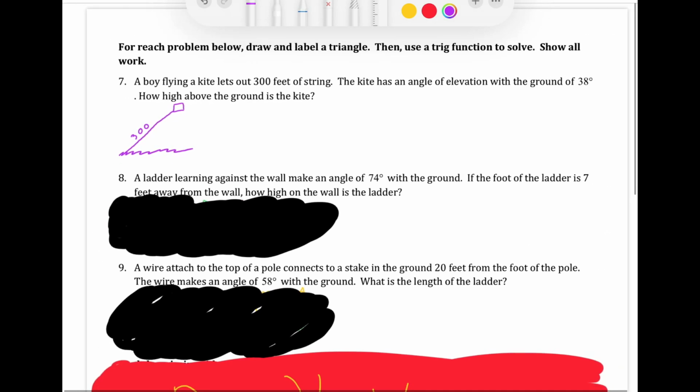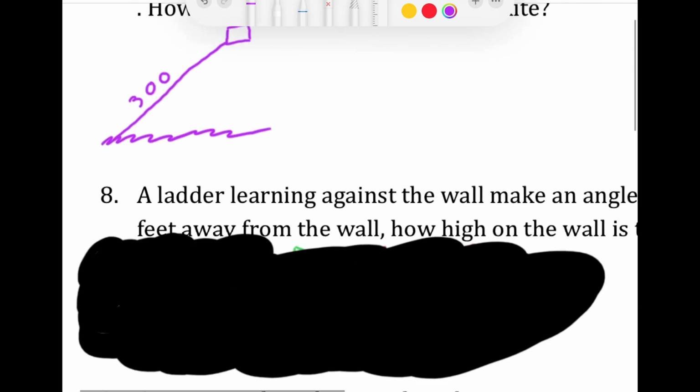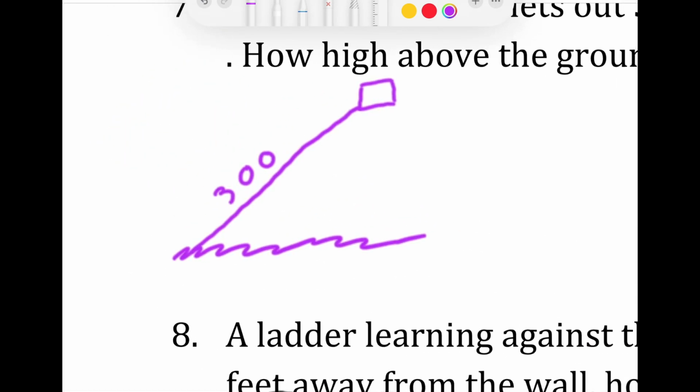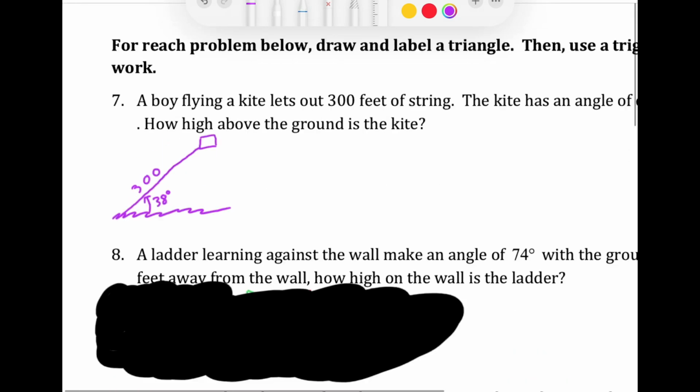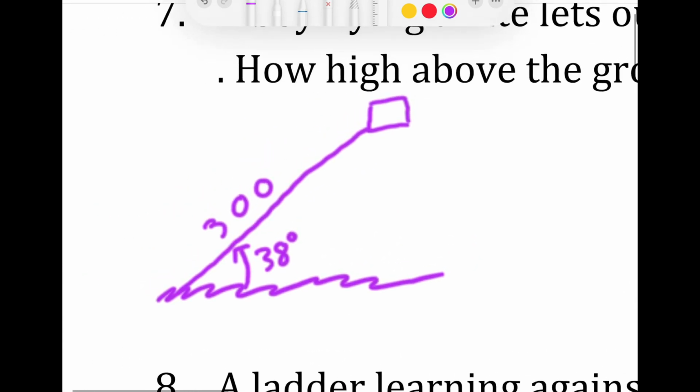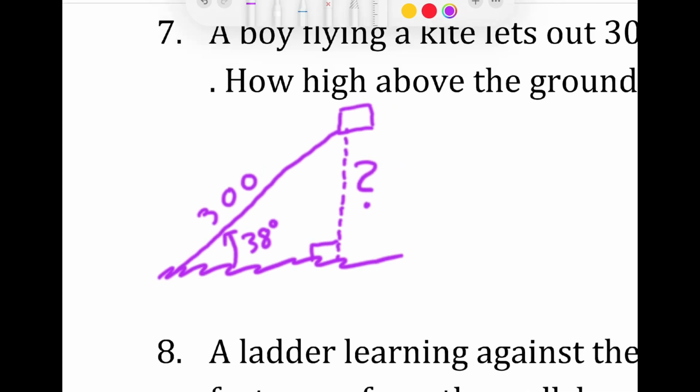The kite has an angle of elevation with the ground at 38 degrees. So from the ground to the string, or the line that's cutting those parallel lines, is 38 degrees. And we're asked how high above the ground is the kite. From the kite, given that 90 degrees, we can assume it's 90 degrees. And we want to know this distance.